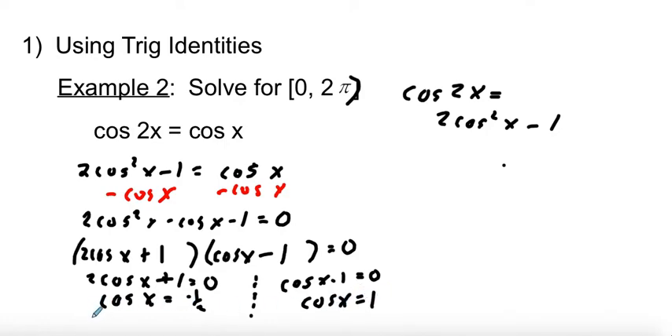So now I know over here, I have to think about where is my cosine equal to negative 1/2. So cosine is negative in 2 quadrants. It's in quadrant 2 and in quadrant 3. So the cosine is negative there at 2 pi over 3.